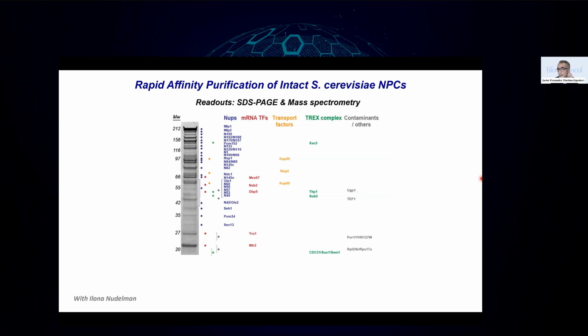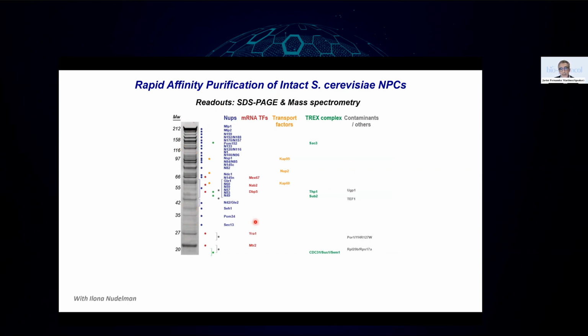So once you have these nucleopore complexes isolated, you can use different readouts to check that what you're getting is an optimal prep. Some of them are quite simple, like SDS-PAGE, as you can see here. This is how a pure NPC prep looks like in an SDS-PAGE.